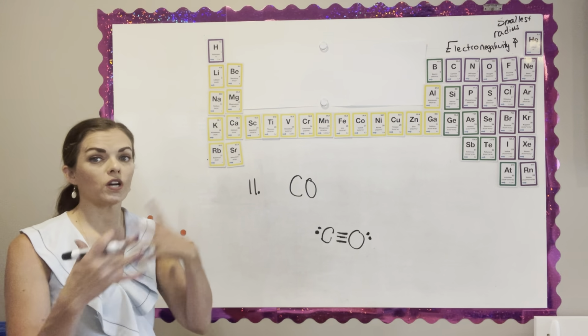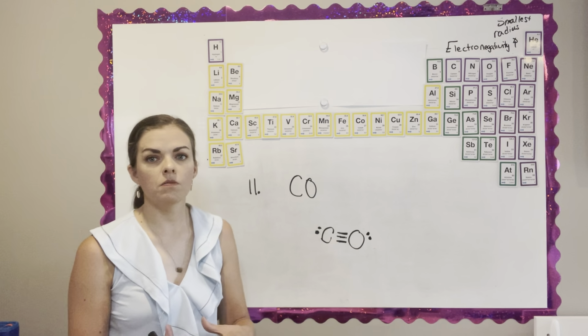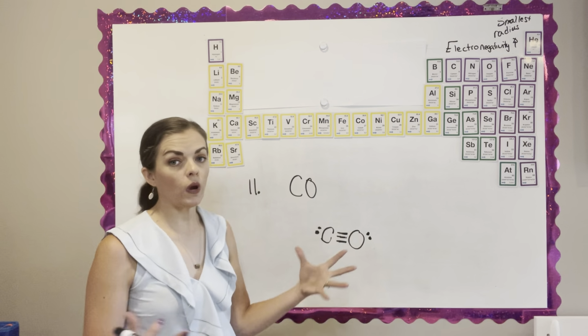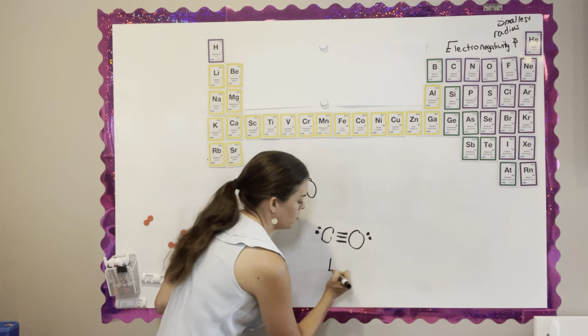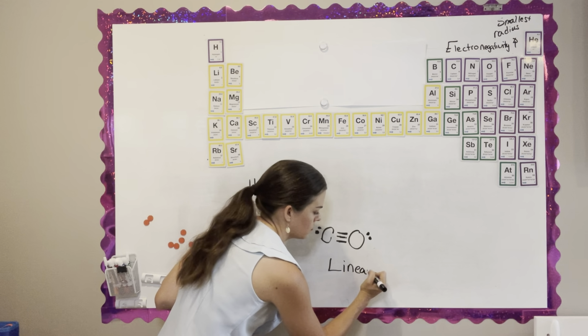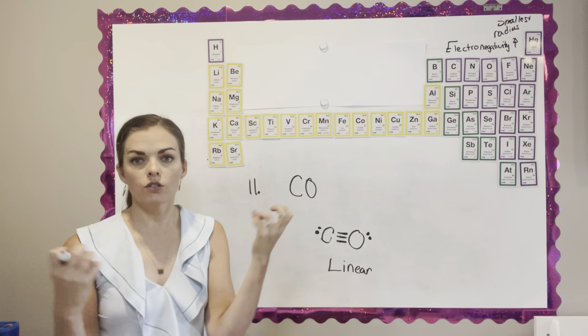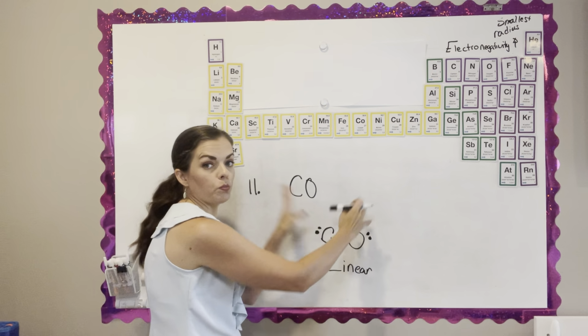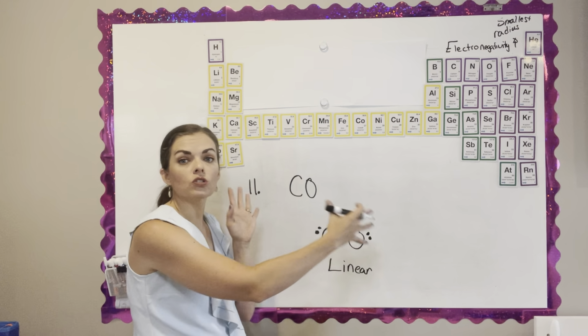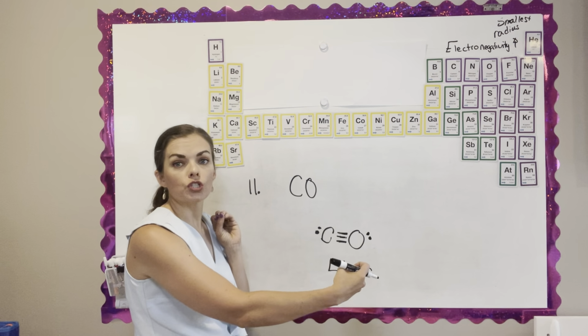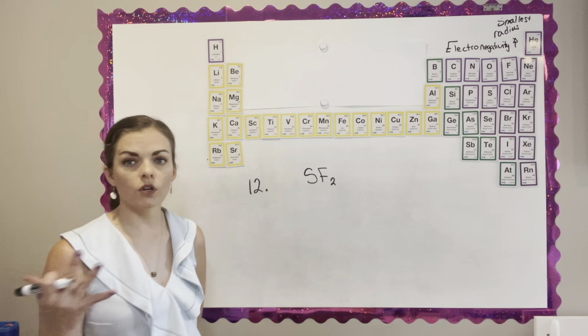So the question is, what shape is this? Anytime you have 2 atoms, it's just going to be linear. These are going to be 2 atoms that come right in a row. Since electrons repel, these electrons will push out to the side, and you're going to have a linear shaped molecule. For 12, we're going to do the same thing.